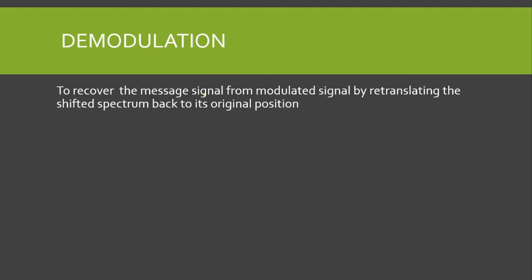Recovering the message signal from the modulated signal by retranslating the shifted spectrum back to its original position is called demodulation. If you remember, in modulation, we shifted the spectrum of the message signal to a higher frequency. Now in demodulation, we are going to reshift the shifted spectrum back to its original position. Now what is the process of the demodulation?